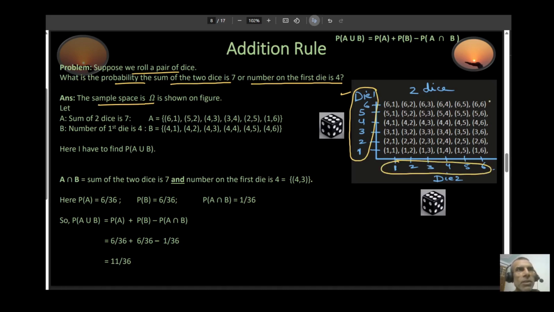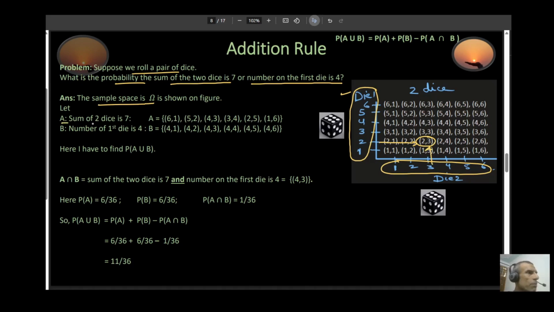There are 36 elements in total when you roll the pair of dice. The way you read this is, let's look at this 2 comma 3. This basically means that on die 1 you got 2, and on die 2 you got 3. So that's what 2 comma 3 means.